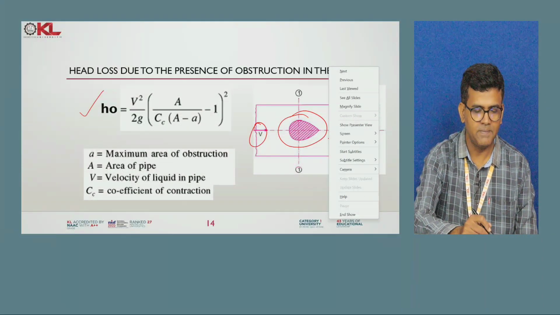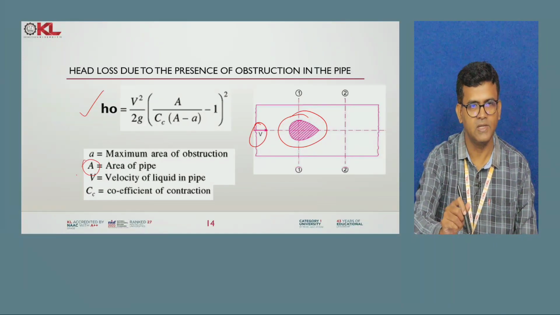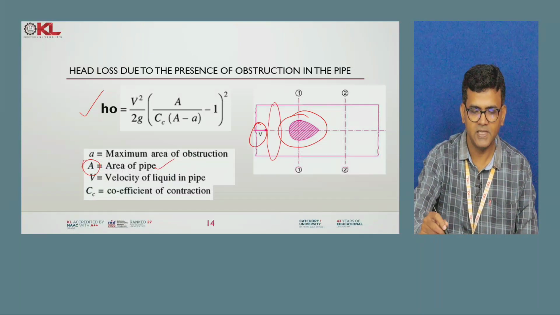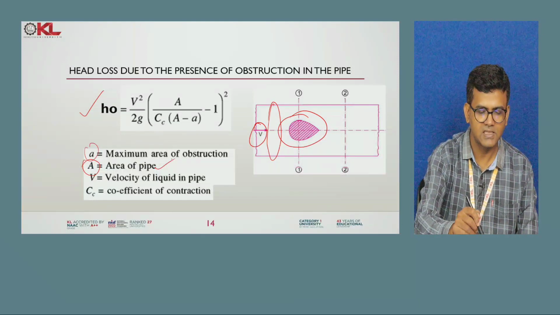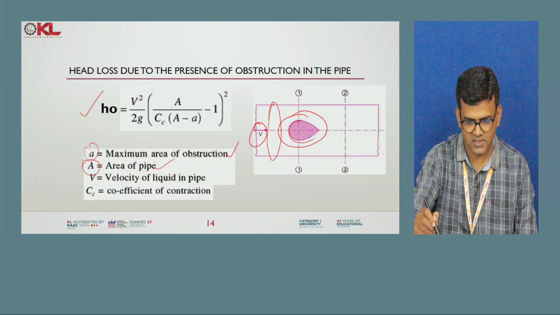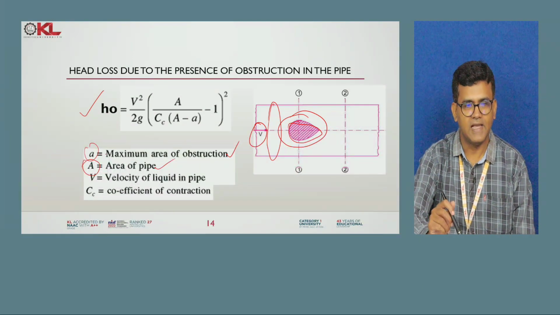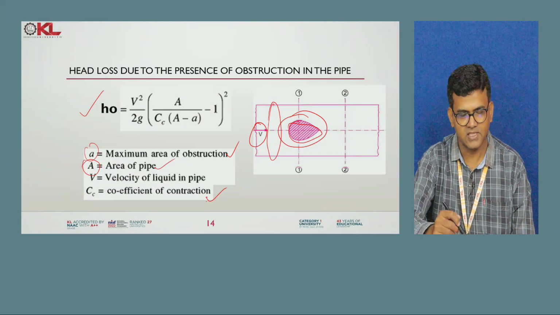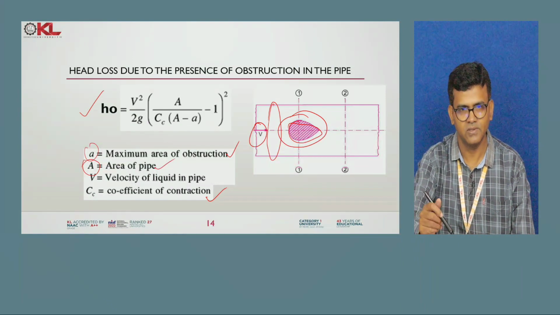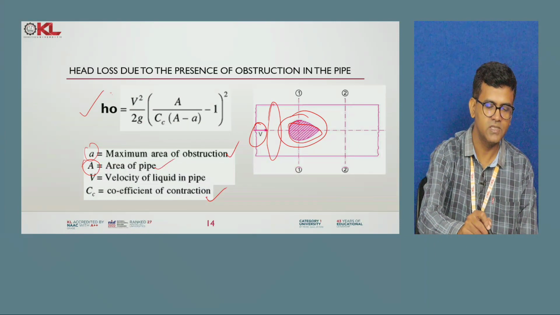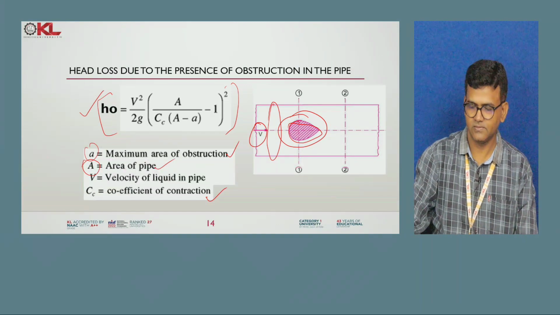Here there is the capital A and the small a. Capital A is the area of the pipeline, the cross-sectional area of the pipe, while small a is the maximum area of the obstruction. This obstruction is there, so the maximum cross-sectional area of the obstruction is the small a. And Cc is the coefficient of contraction. We will see how to compute the coefficient of contraction. So based on this equation we can compute the head loss due to the presence of the obstruction.